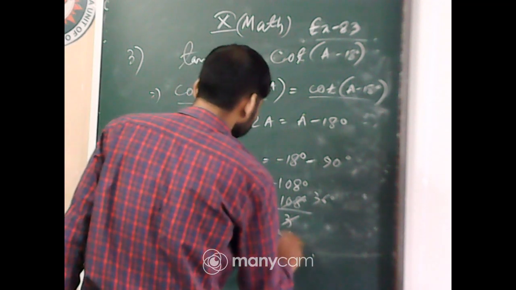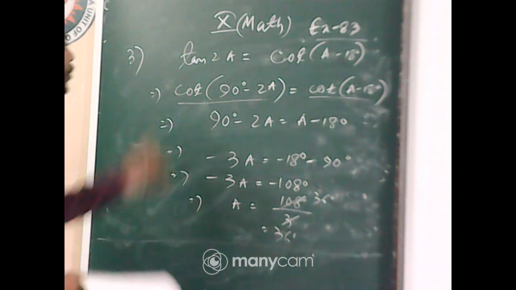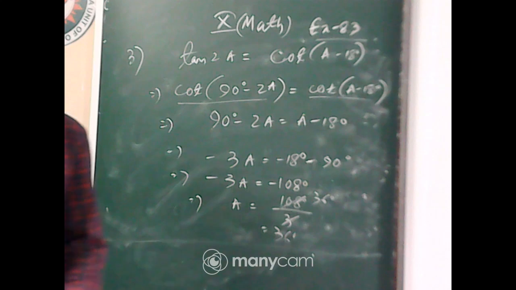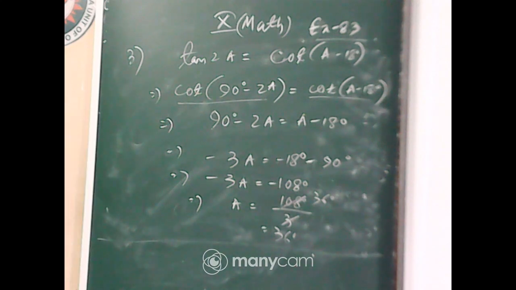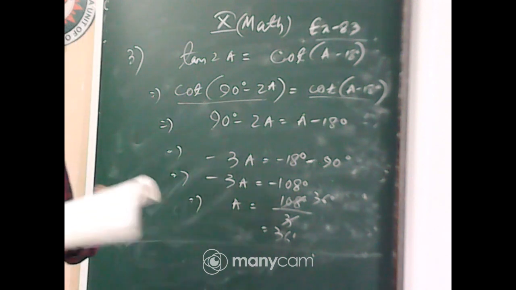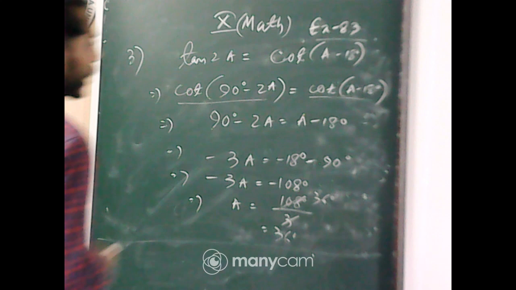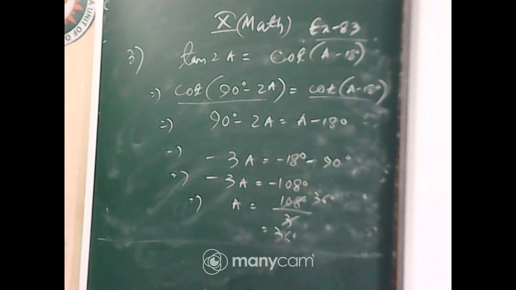Very good. Satyadeep, Nordin, very good. But you can't cancel out cot from both sides. Okay, this is the most important thing to say here. Otherwise, it is a very easy problem. So the value of a is 36 degree. So question number 3 is done. Any queries regarding question number 3? Any queries regarding question number 3?